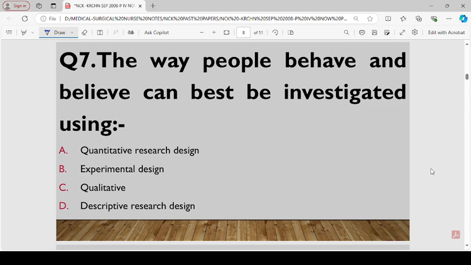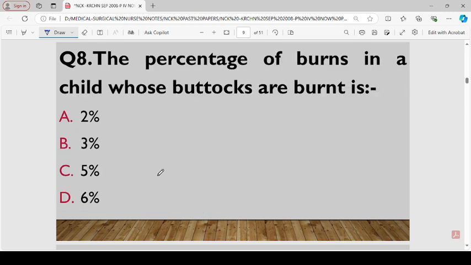The way people behave and believe can best be investigated by, all right, guys. When looking at quantitative, this is all about numericals. They answer questions like how many things are there, what is the problem? That is what is being answered here, right? Experimental designs are controlled experimental designs. They don't explore. Qualitative study design, that is the best. But descriptive aims to describe subjects, right? So the best option for us here is the qualitative study design.